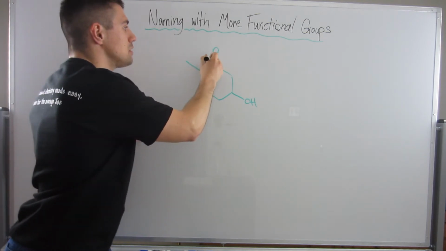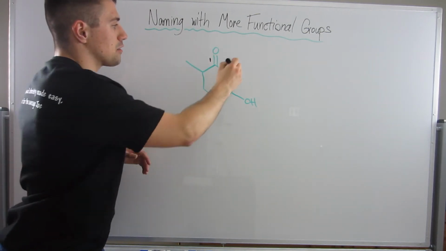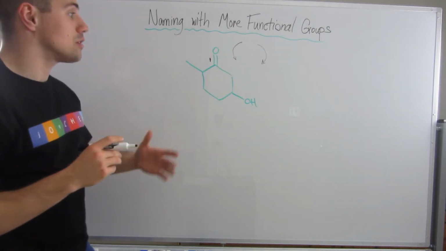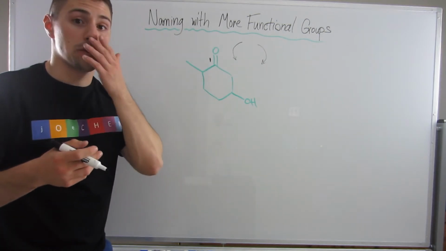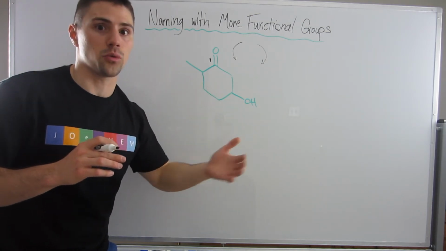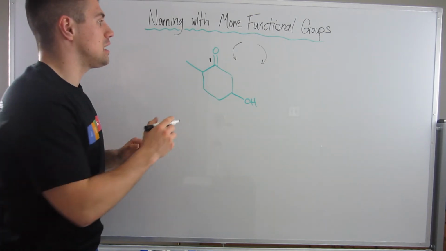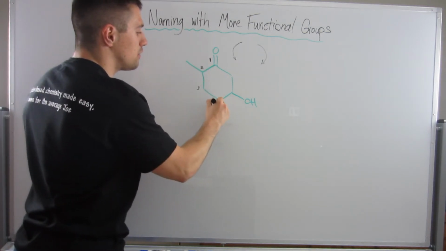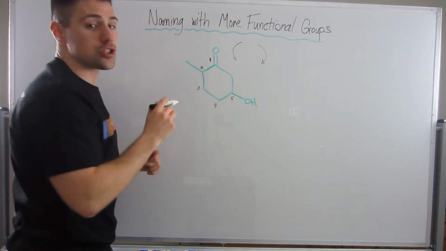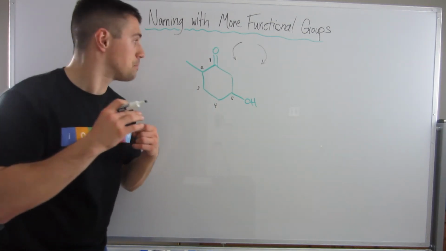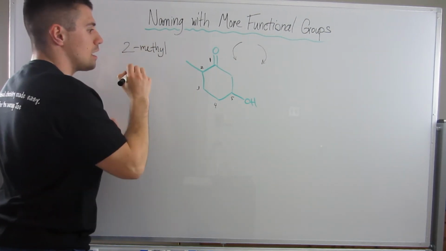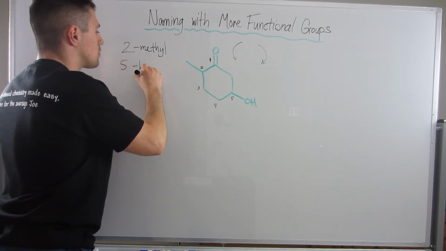Okay, so now we have really 2 ways we can go from here. We can either go this way around the ring or this way. Now the trick here is, since everything's going to be included in the ring, we want to just pick the situation that's going to give us the lowest branching numbers, or we'll break the tie. So we can either go 1, 2, 3, 4, 5, or we can go 1, 2, 3. So this way wins out because the branch occurs at 2 first, if that makes sense. Okay, so really we got 2-methyl, and then we got 5-hydroxy.